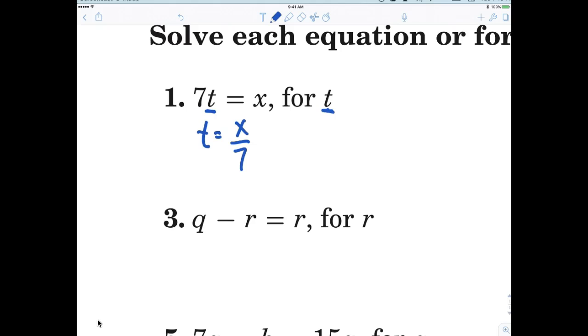Now, in the past couple days, we always were solving and getting a number. Now we're not. You can get a bunch of different letters in these equations. Now, again, I don't think that was that hard. We're just undoing multiplication. Except in this case, we can't do anything with the x divided by 7.